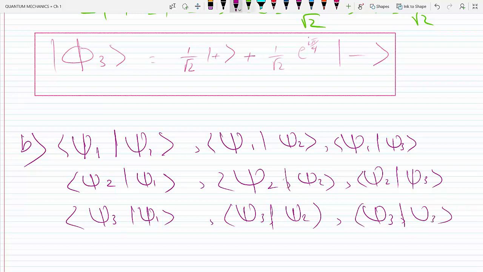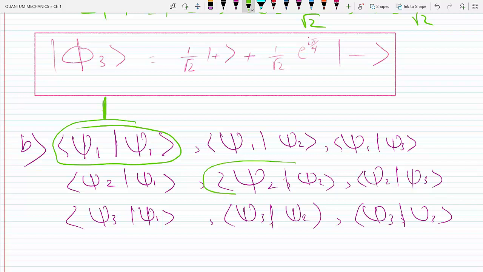Let's make a few observations. What do you think the answer for this is? That's going to be 1, because this is a normalized wave function. You understand? And same thing for this: psi 2, 2 is 1, and psi 3, 3 is going to be 1.